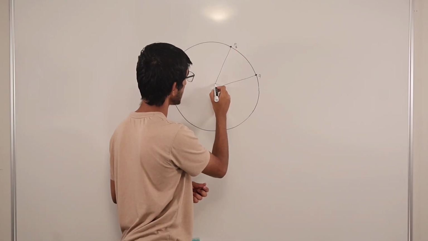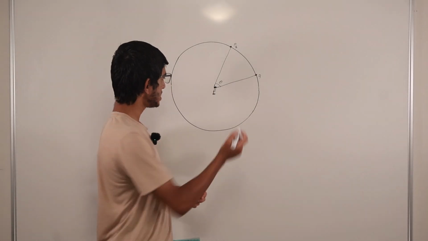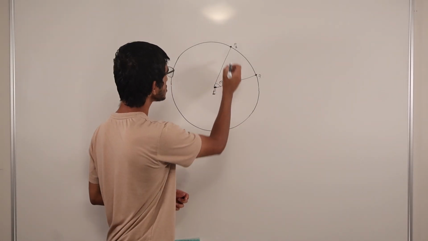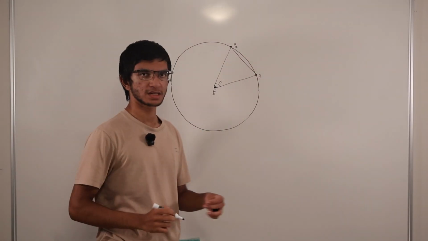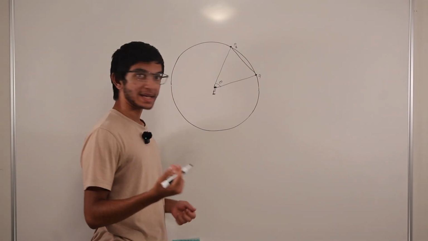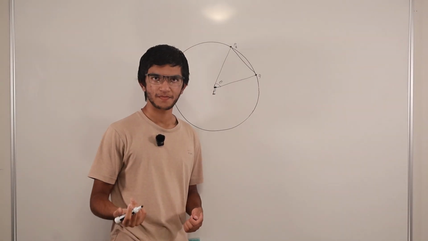So this angle here. Now, with this angle here, he actually wanted to find the straight line distance between these 2 points. This straight line distance is called a chord.